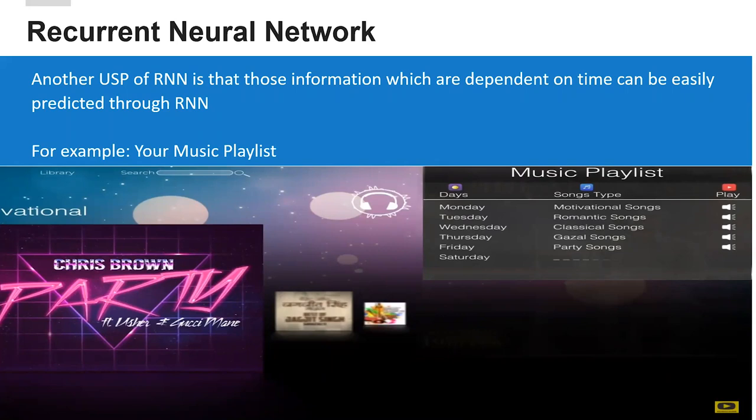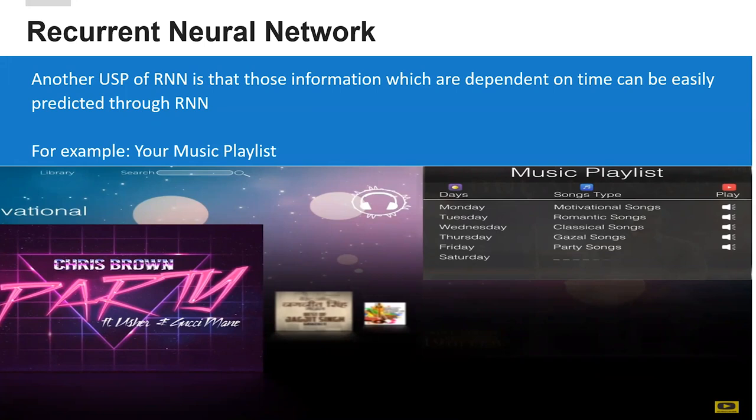Now, a recurrent neural network has another USP, that it is able to process information that is dependent on time, and this can be easily predicted through RNN. Say, for example, the playlist, right? I usually listen to songs through JioSaavn or Gaana.com, or you might have Wink Music or Spotify, right? Now, what does this all do? It actually remembers on what day what type of songs you like to listen to, right?